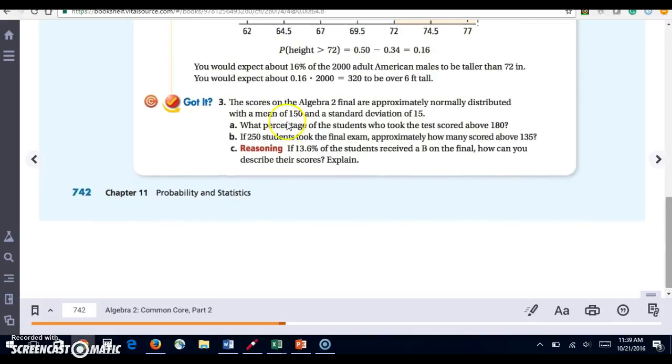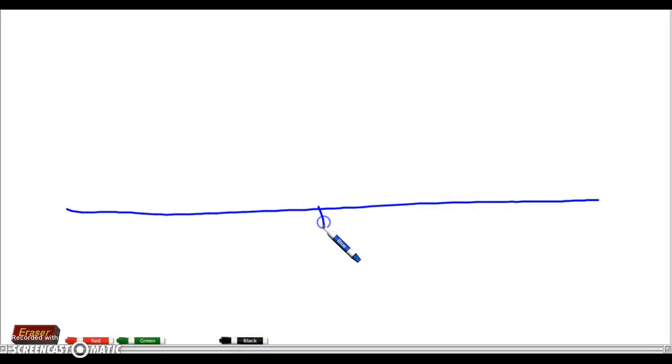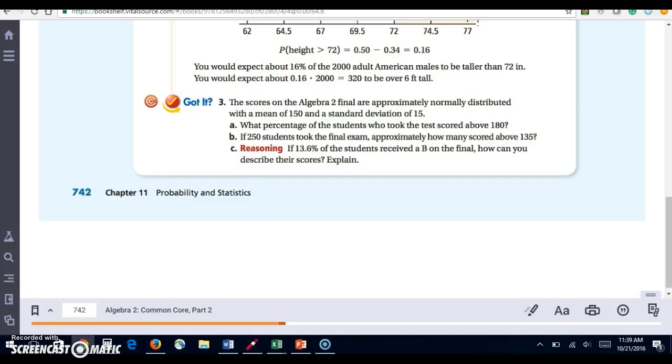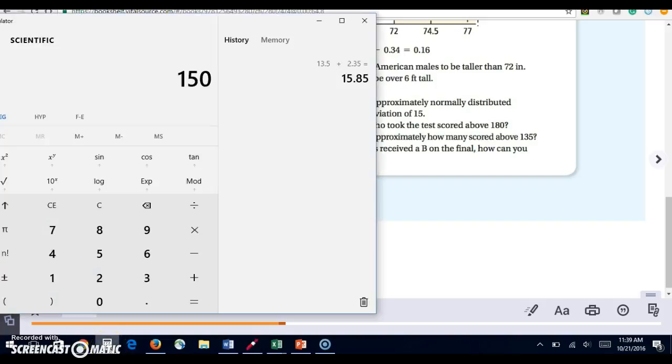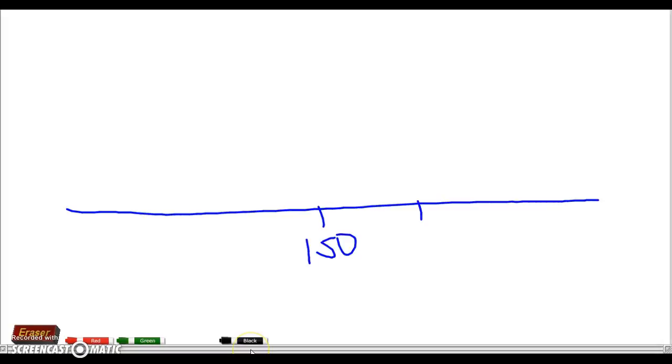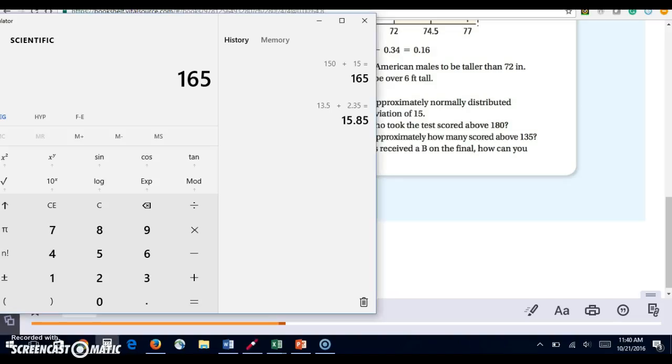All right, going back. The scores on the Algebra 2 final are approximately normally distributed with a mean of 150 and a standard deviation of 15. Let me put that down really quick before I forget. So my mean is 150 and the standard deviation is 15. So we'll use our calculator. 150 plus 15 is 165. 165 plus 15 is 180.